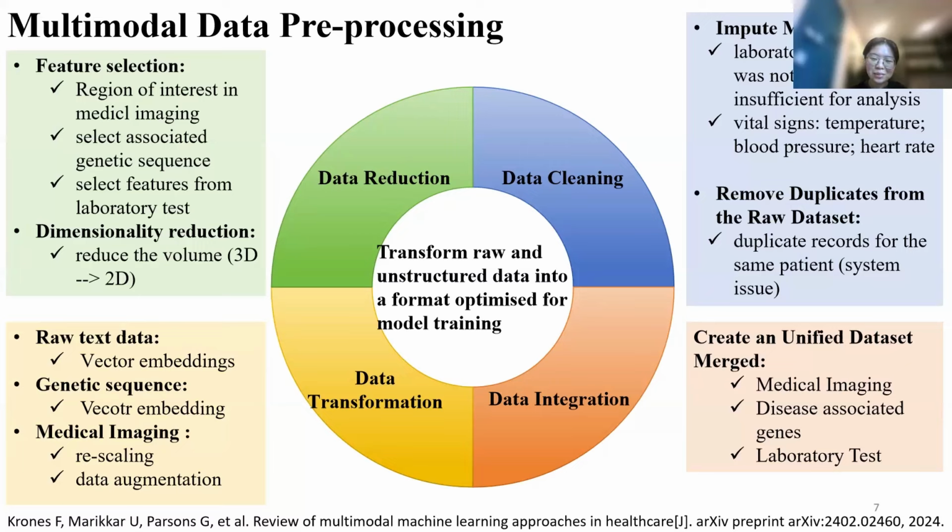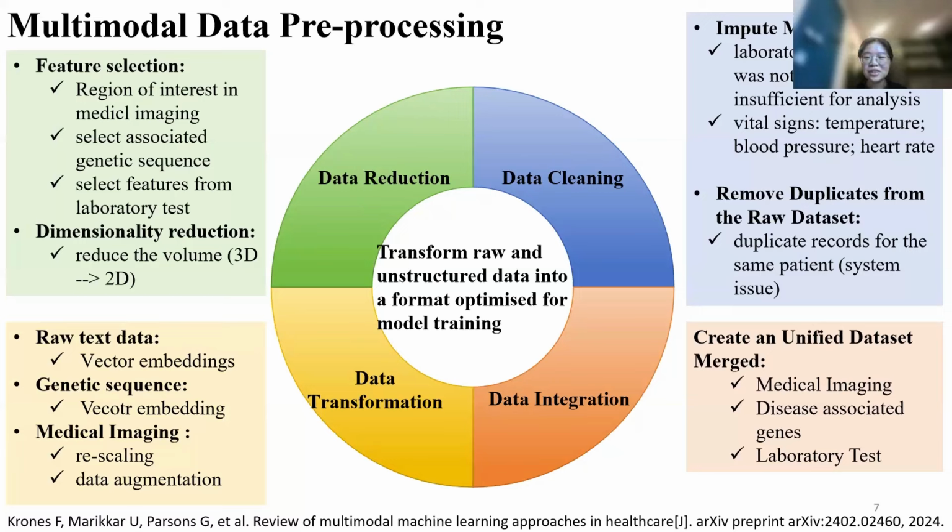So this step is quite important because we need to translate the data into the way that the machine can understand. So for the text data, we could use a vector to represent the task. For example, we can use word to vector to represent a word, and then use a matrix to represent a sentence. And then we could use a vector to represent the genetic sequence.